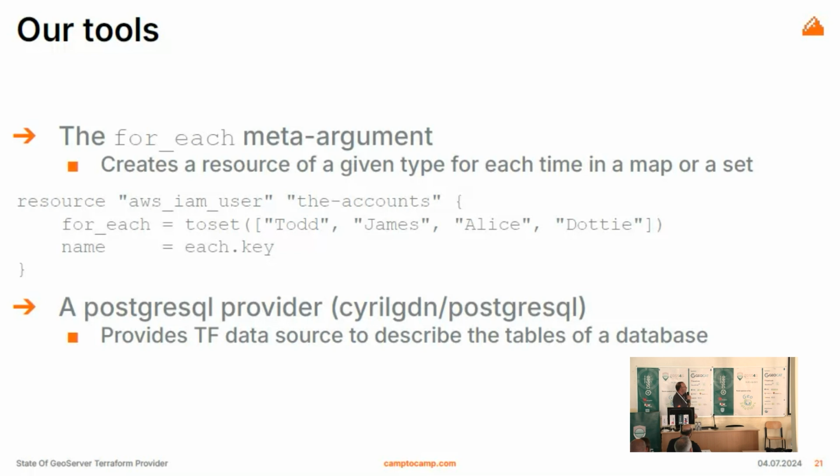So our tools, we will use again the for_each meta argument that we have seen just before, and we will use the ecosystem of providers to pick up another one, a PostgreSQL one. So this is the one named cyrilgdn/postgresql, which is a provider which can help to get information on the database.